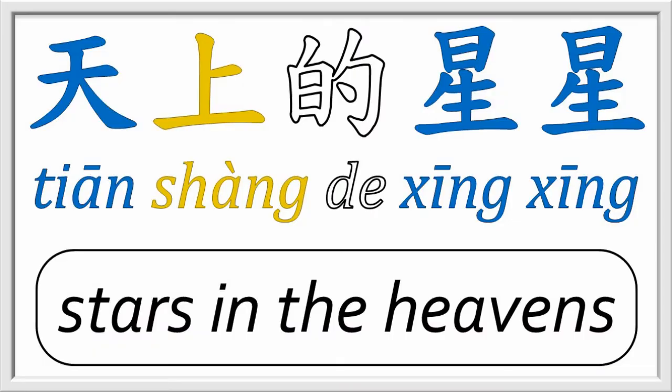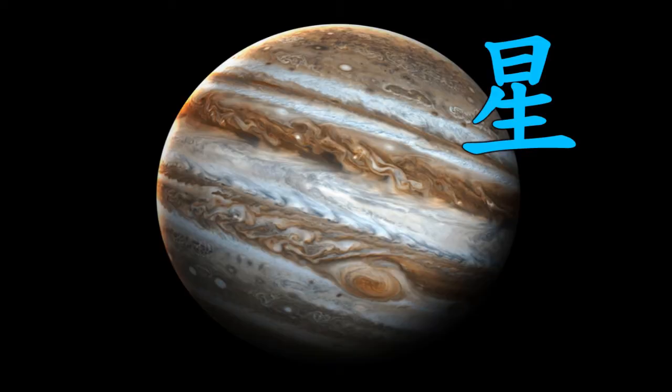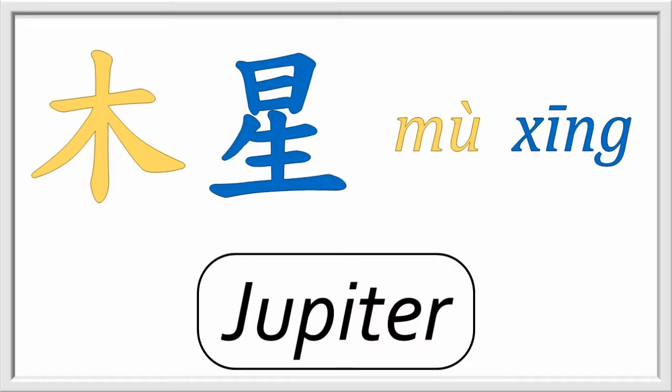Here's a further example. 天上的星星. The particle de translates either as the stars of heaven above, or the stars which are in the sky above. Xing also means planet, which, when paired with the character for wood, becomes the name of the largest planet in our solar system, Jupiter. 木星.